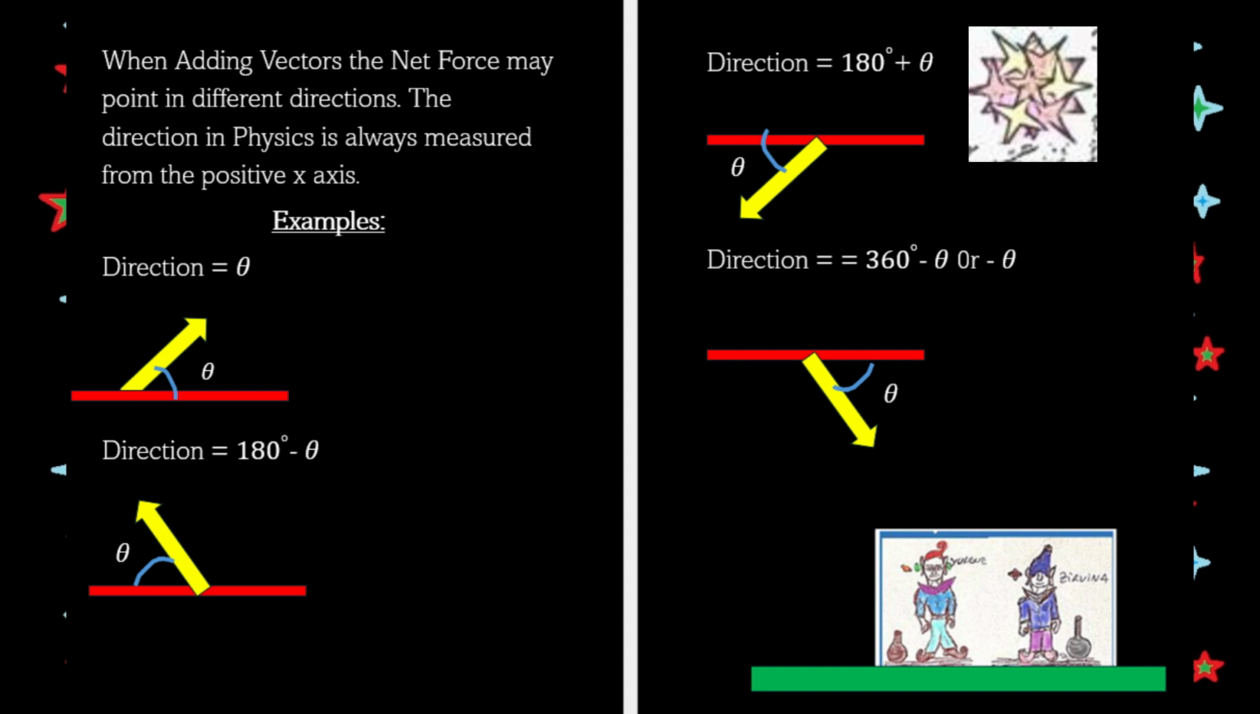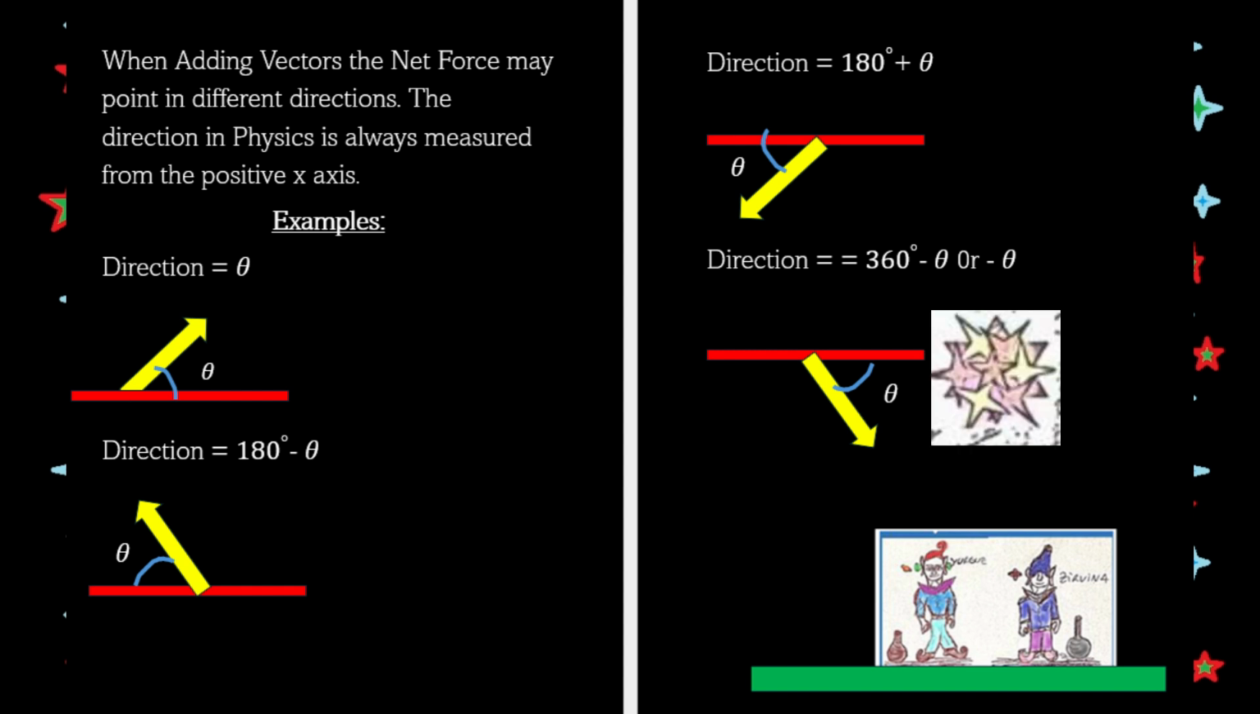And then if the net force vector is down and to the left, then you're going to have to do 180 plus theta to get the direction from the positive x-axis. Then if the direction is down and to the right, you can do 360 degrees, how many degrees in a circle, minus theta, or negative theta, because it's convenient to do it this way.